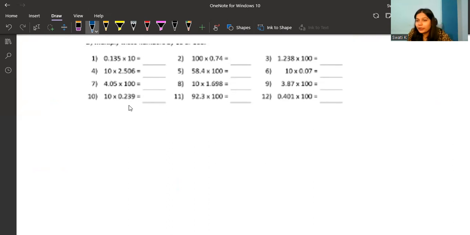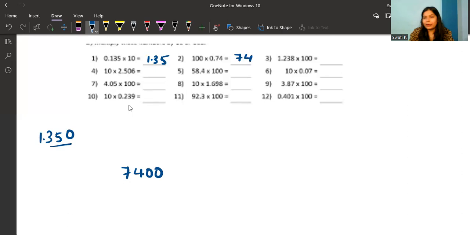Okay, and you can also do one thing. You can take a pause right now and you can find out all the answers on your own, if you have learned this method here for the very first time. So you can take a pause and you can check how many answers you are getting correct out of 12. And then you can match with my answers. So it is 1350, right? 1350 and then 3 digits. So it is 1.35. Next, 100 into 0.74, which is 7400, and then 2 digits, so 74.